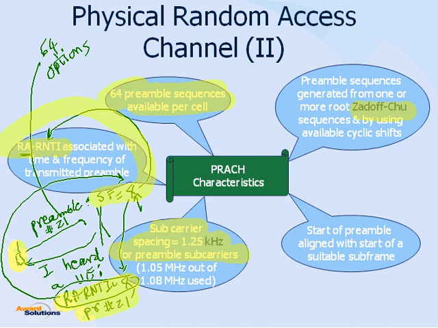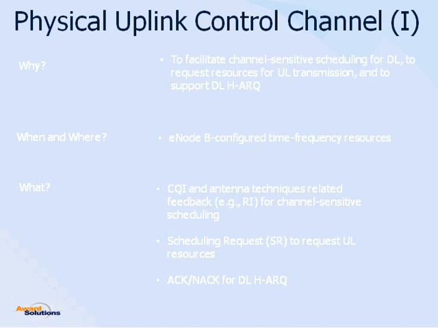Okay, very good. So for the uplink, we looked at the reference signal, the random access channel, and now let's look at the uplink control channel. So we have two channels left, uplink control channel and uplink shared channel. So those are the two channels that we will see.